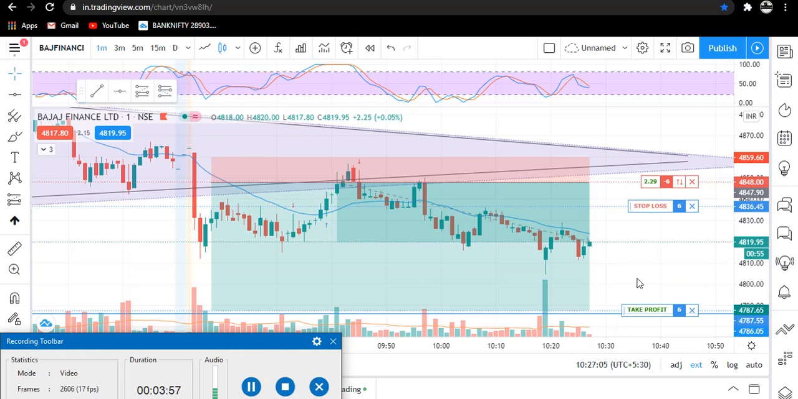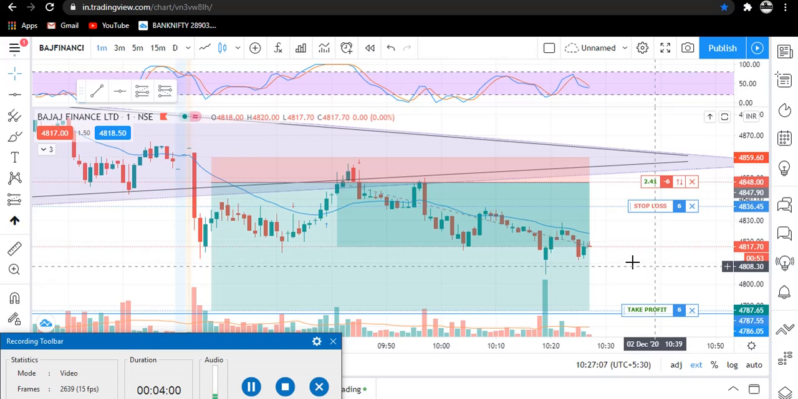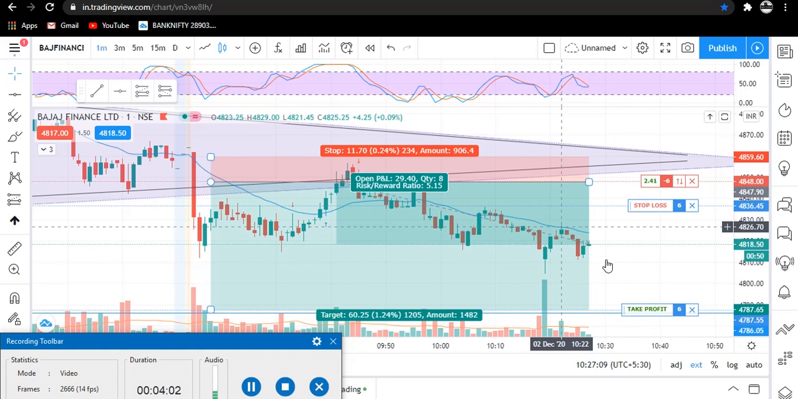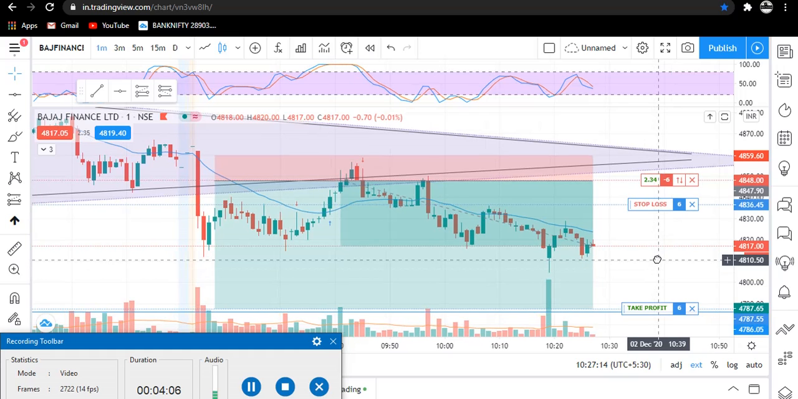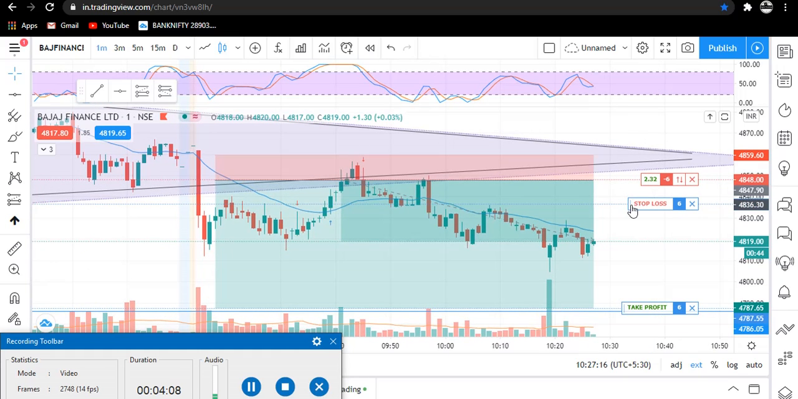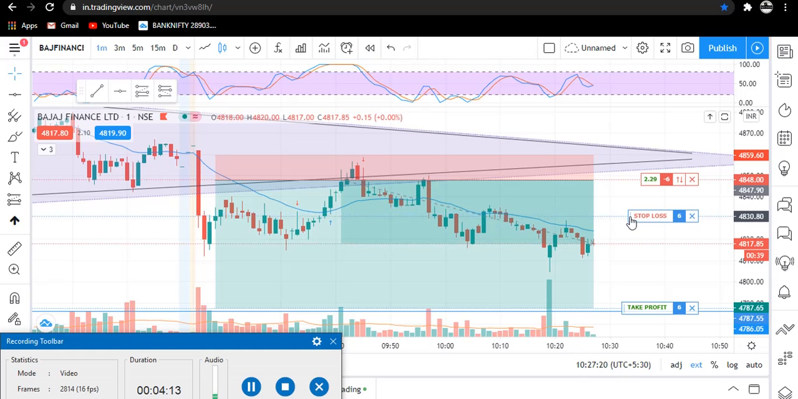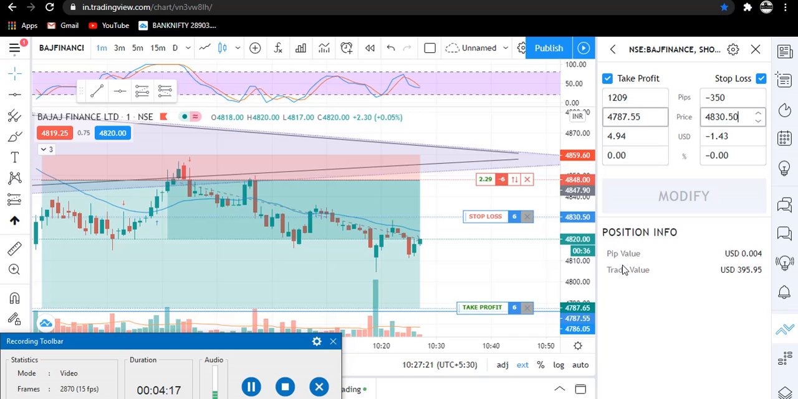Traders, I am thinking to trail my stop loss more to this swing high. Okay traders, so let's do it. Trailing my stop loss till here. Okay, so modifying it.